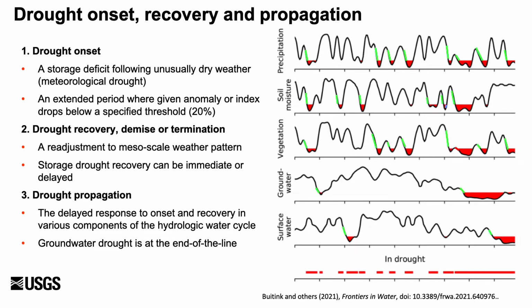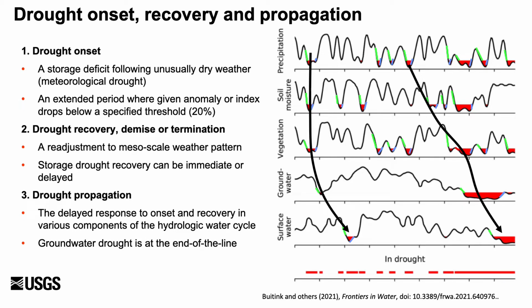Onset is the period where a given anomaly or index drops continually below a specified threshold, indicating the start of drought. Recovery is the period of positive anomaly increase, terminating the drought. Each hydrological system may have a different onset and recovery period, as well as different rates of change as drought onset and recovery propagates through the whole system. The rate and lag of onset and recovery and the propagation from precipitation to groundwater within a given basin can provide information on watershed resiliency and vulnerability.